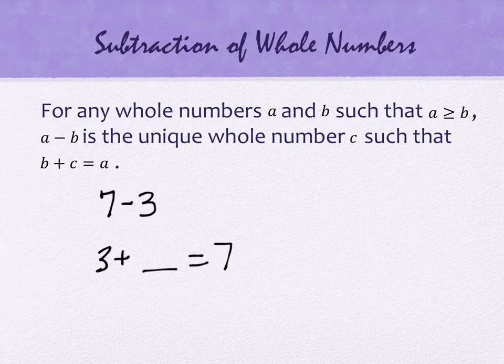Okay, and that's exactly what this says. This blank is the location where you see the c. The reason this answer is 4 is because 3 plus 4 is equal to 7. That's what subtraction is. It's filling in the missing piece. And in fact, that's one of our models of subtraction you're going to see here in just a moment.